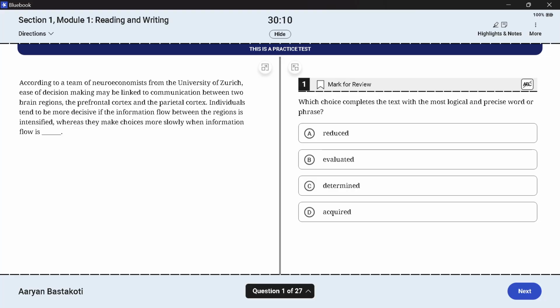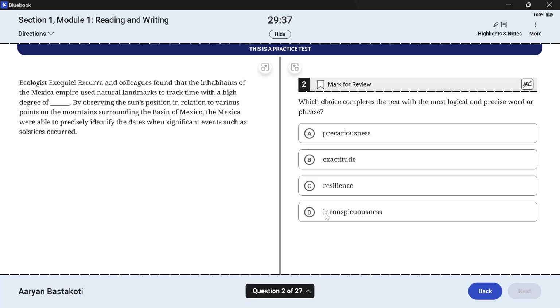Okay, so this is talking about communication, and individuals tend to be more decisive if the information flow between the regions is intensified, whereas they make choices more slowly when information flow is the blank. So, more decisive. So intensified, what we need is the opposite of intensified. What can be the opposite of intensified? Reduced, evaluated, detrimented, determined, acquired. So reduced is the obvious answer.